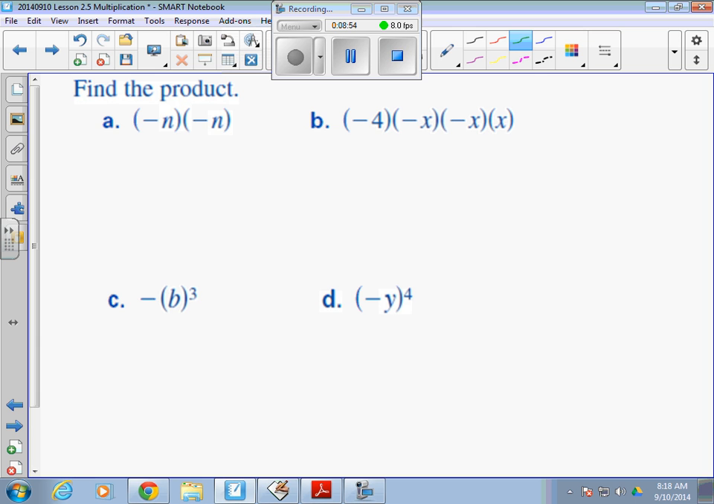For letter A, it says negative n times negative n. That's two negative values, or two negative signs. So that means it's an even amount. At the end, it's going to be a positive n squared, n times n.